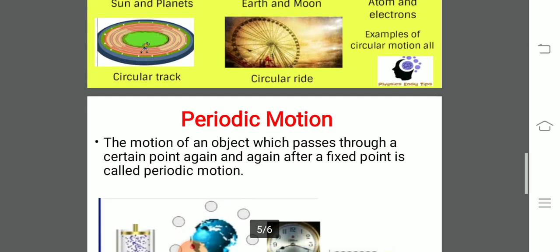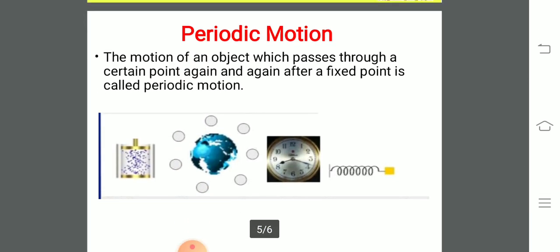Next one is what? That is periodic motion. So what is periodic motion? The motion of an object which passes through a point again and again after a fixed interval is called periodic motion, or we can say that the motion is repeated in equal intervals of time.